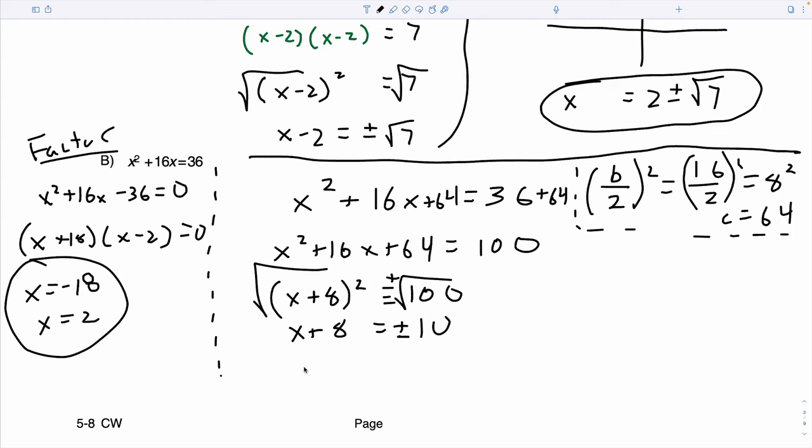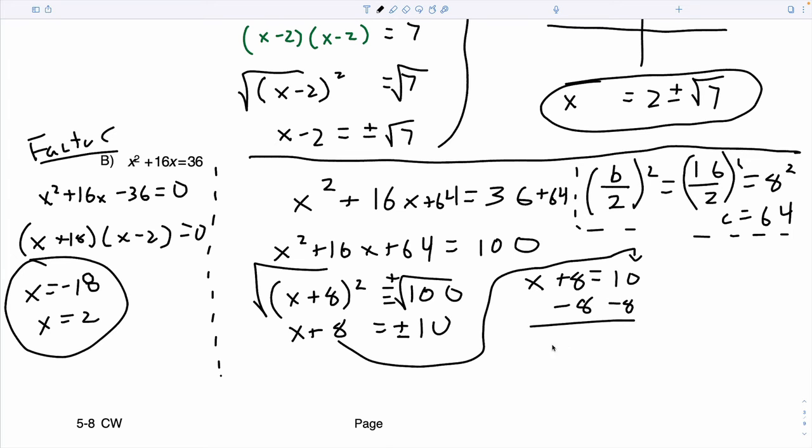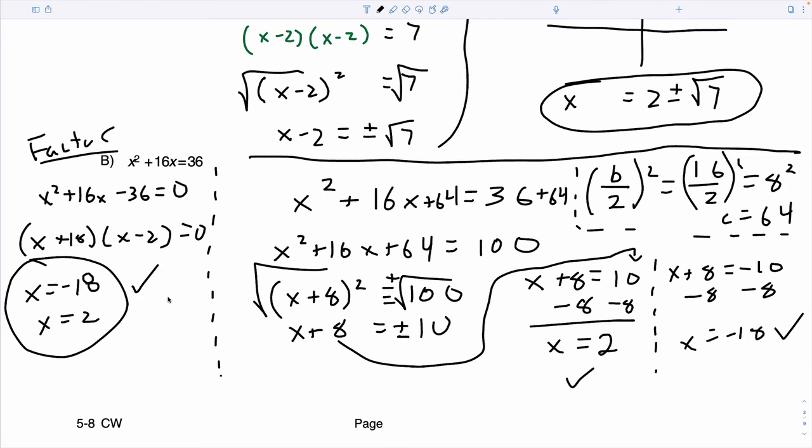Maya, help me finish this problem. I have two options. And what's that answer going to be? Okay. And what's the second option? Good. And what's your answer? Good. That worked. Check that off. You got the same thing factoring.